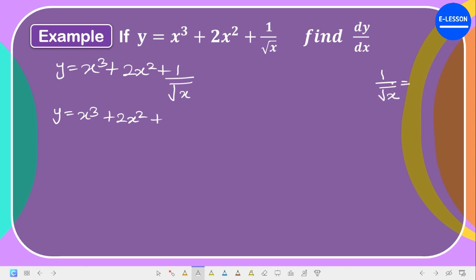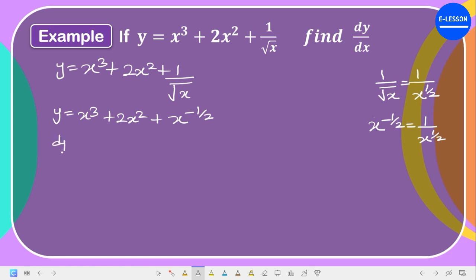This will be equal to 1 all over root x, which is the same thing as 1 all over x raised to the power of half. And then we said when you have 1 all over anything, it can be written as x raised to the power of what? Minus half, because this will give us 1 all over x raised to the power of half. So this can be written as x raised to the power of what? Minus half.